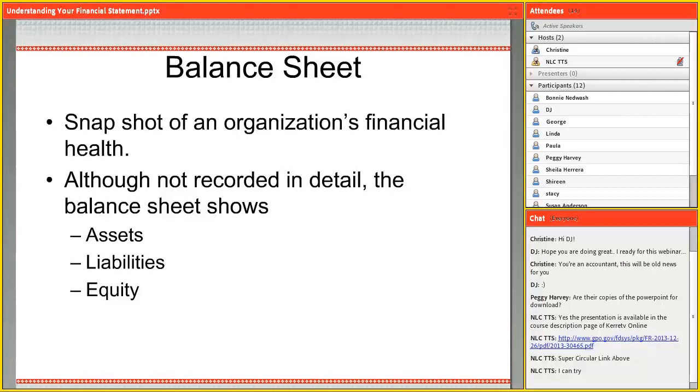Assets, liabilities, equity. The basic accounting equation here is assets equal liabilities plus equity. Now, think about that. Think about your bank account again. Your assets, the total cash that you have available, the total cash is either owed to somebody or it's yours. That's all it is. Assets equal liabilities plus equity. Logical?